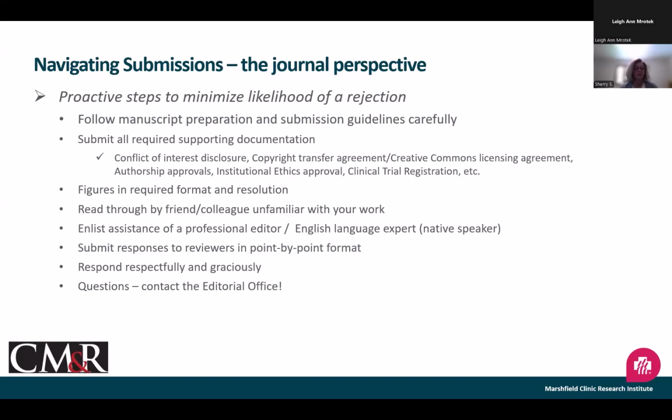Figures, of course, you want those to be in the right format. If you have questions about that, you can always contact the editorial office. They're there to help you with anything.